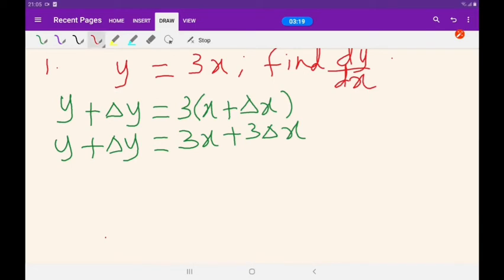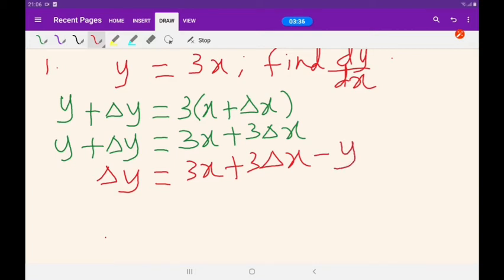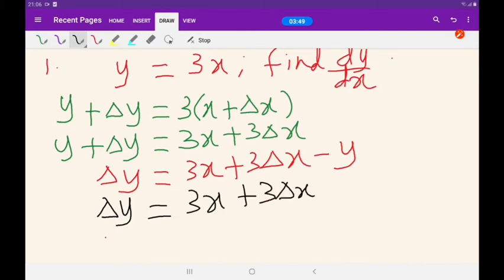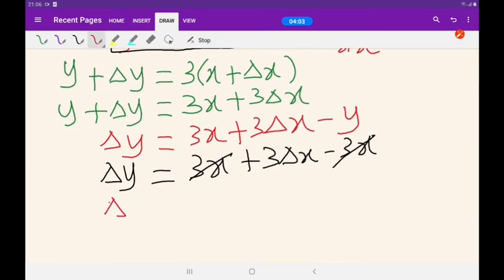It's so easy that if you can follow the full step, you can even pause the video and continue with that. So delta y becomes what? 3x plus 3 delta x. You notice that y will go to the other side, so we have minus y. Very good. So you recall from the value that we are given up there that y equals 3x, so minus 3x. So 3x minus 3x will give us 0, so we can cancel that out. So we now have delta y equals 3 delta x.